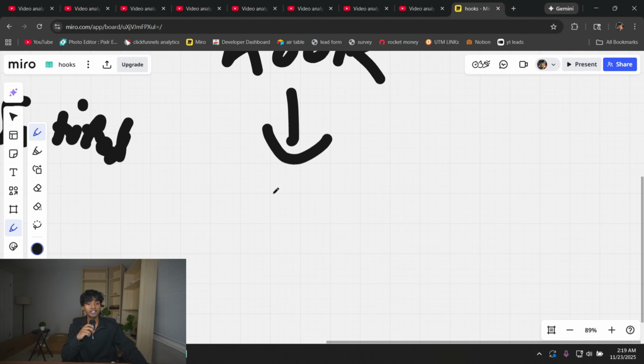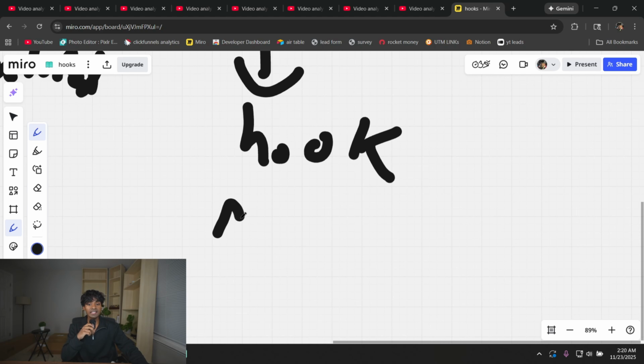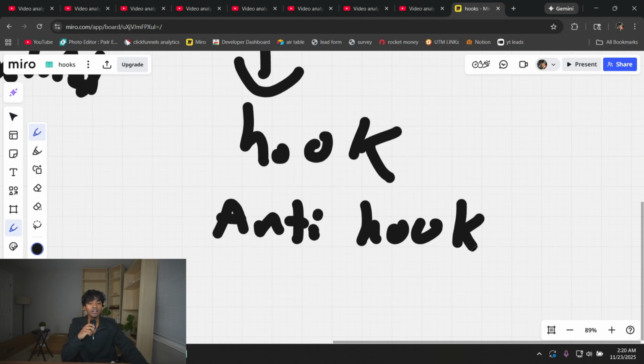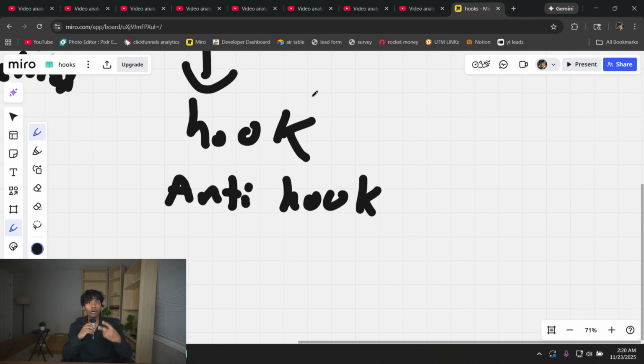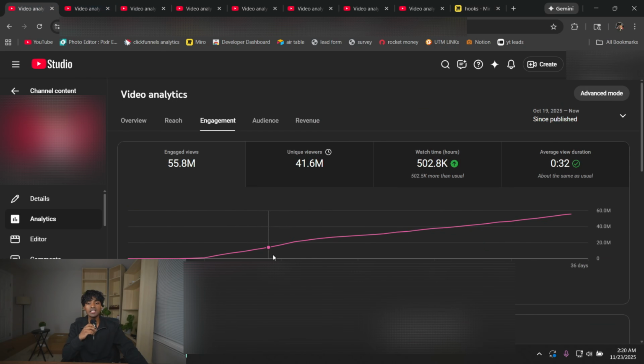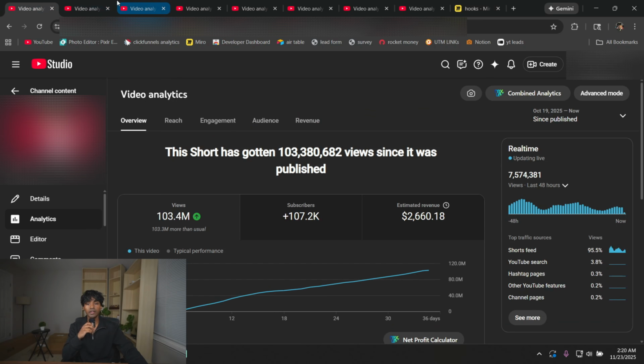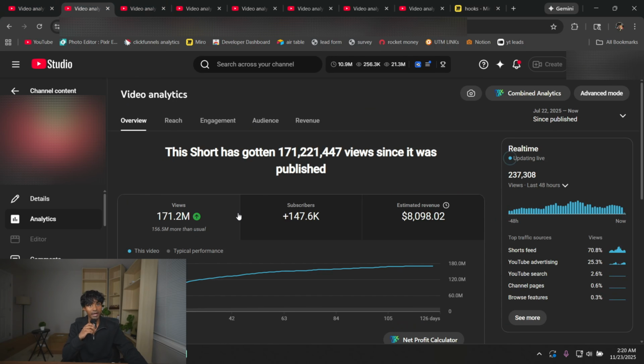So first of all, there is a hook where you give context to the viewer, and then there is an anti-hook where you don't give context to the viewer. And both of these perform very, very well. These are the only 2 hooks that you need to understand to make sure your videos go viral, because I implement these types of hooks into all of these videos over here, and all of these videos are performing very well right now. So pay attention to this part of the video.